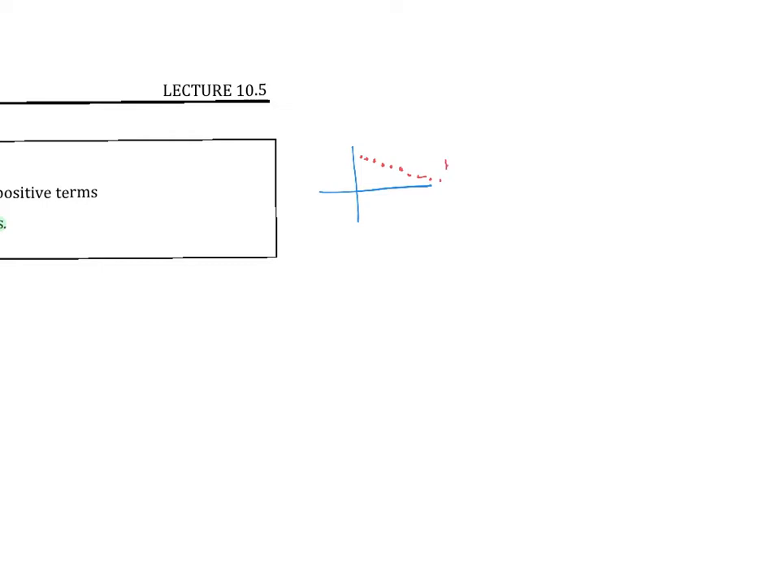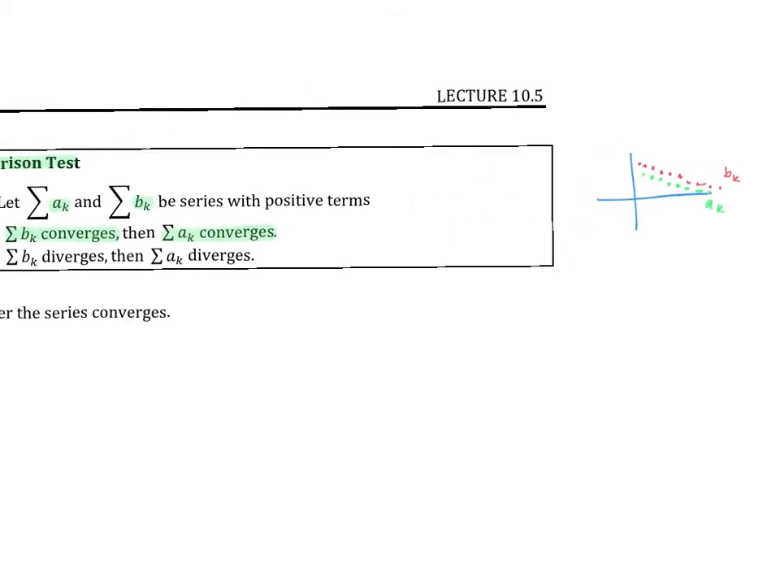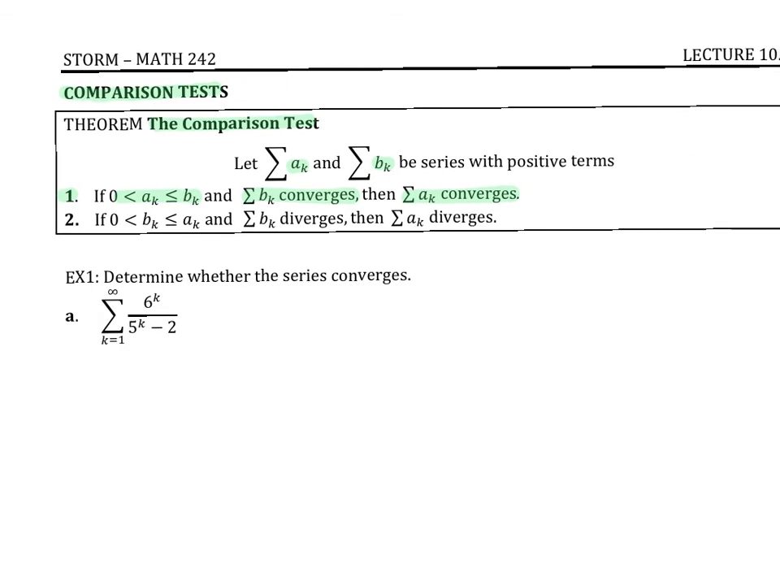So let's say this is our B sub k. Now remember, our A sub k is going to be less than or equal to it, and since our B sub k approaches the x-axis, it's going to force the smaller one, A sub k, to also approach the x-axis fast enough to converge. So if the larger converges, the smaller converges. Let's go back to our comparison test and look at the second criteria. So let's look at number 2.